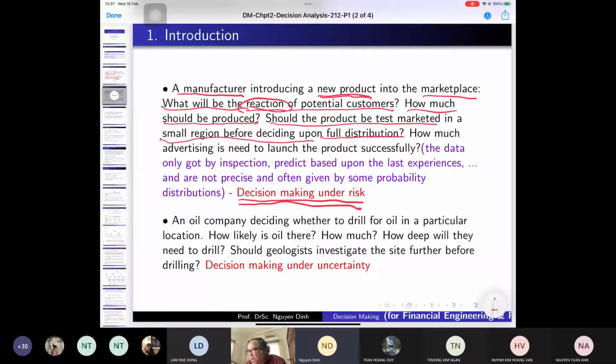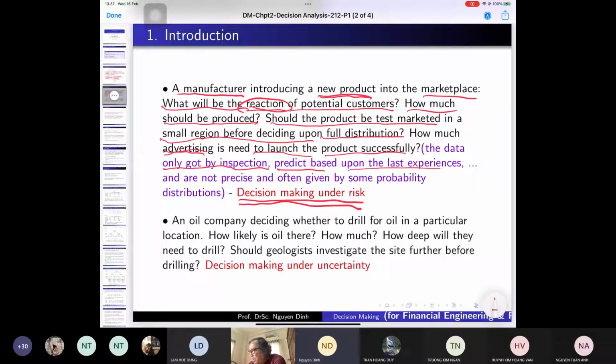How much advertising is needed to launch the new product successfully? Normally, people often make advertisements. You see advertisements on television or something like this. People have to calculate how much advertising is needed, how much money is spent on the advertisement for the new product. Something like this. Data is only obtained by inspection.